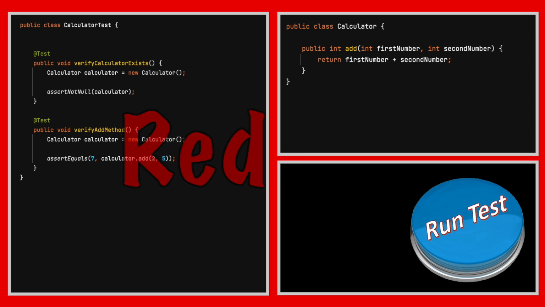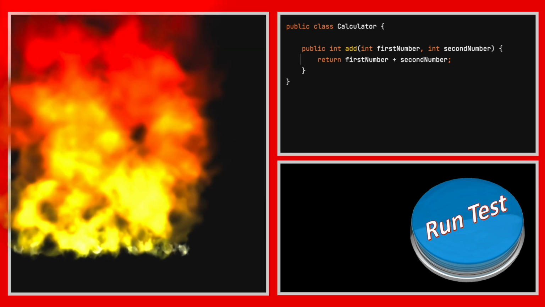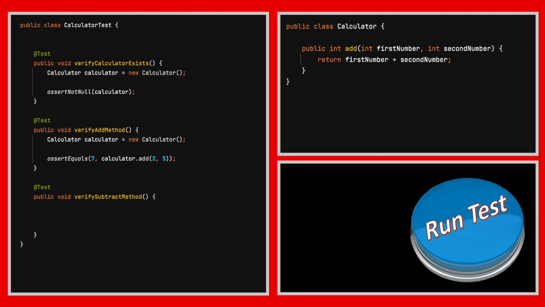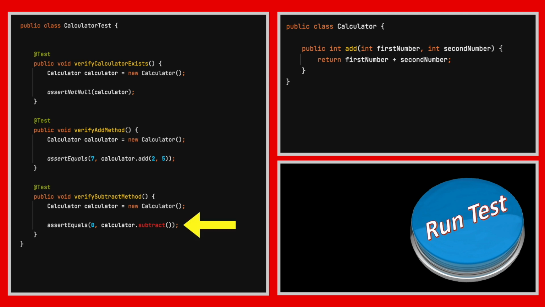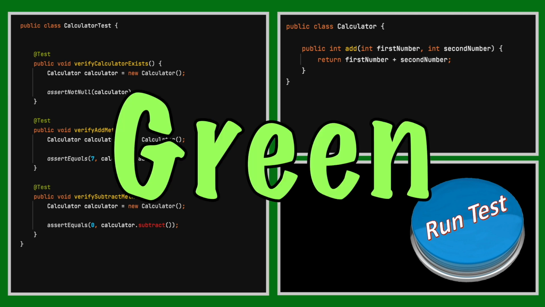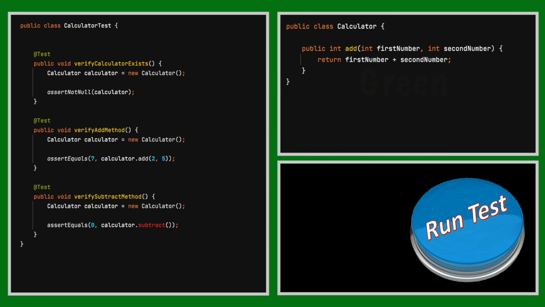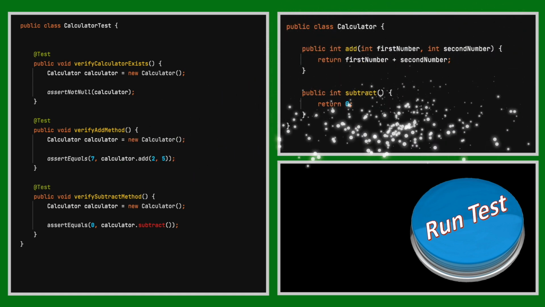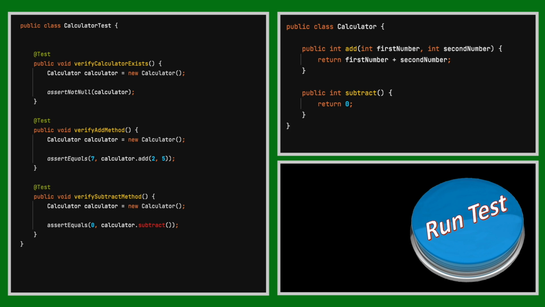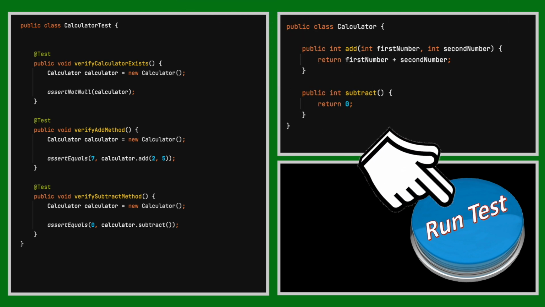Back to the red step, let's add a new test for subtraction. Let's create the calculator object, which we know already exists. Let's assert a 0 parameter subtract method that returns a default 0 value. The test is failing with a compiler error. In the green step, create a 0 parameter subtract method. Inside the code block, just return a default value of 0. The compiler error has been resolved in the test and it should pass.